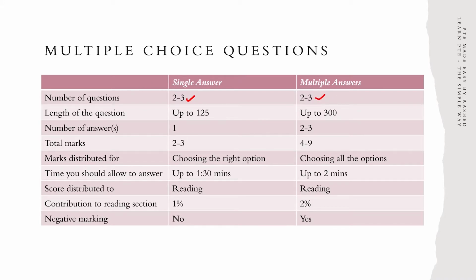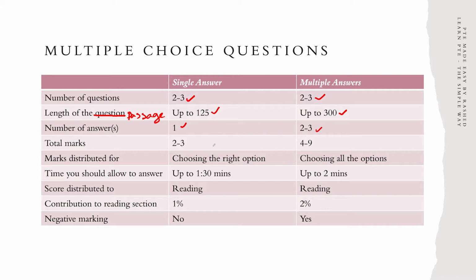Length of the question, when I say length of the question, you might get confused. It is actually length of the passage. It is up to 225 words, whereas for multiple choice question, multiple answer, it can be up to 300 words. Number of answer is 1 per question, and for multiple choice multiple answer, it will be 2 to 3 per question.